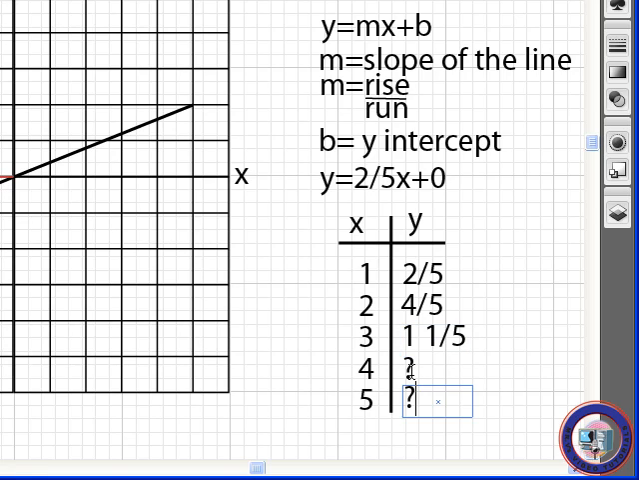Now let's look at 4. We go 1, 2, 3, 4 out on there. It looks like it's about 1 3/5. So if it's 4 times 2/5, that's 8/5, which is the same as 1 3/5. And then we go out to 5, and we go 1, 2, 3, 4, 5 on the x-axis, and it meets at the 2. Let's see if our formula worked. 2/5 times 5, which would make 10/5, which is equal to 2.